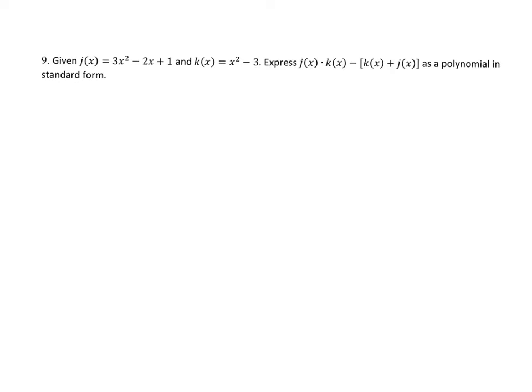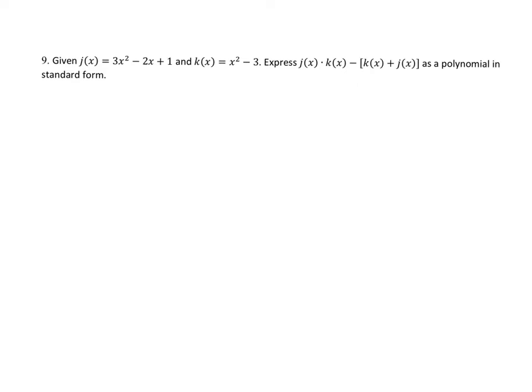Okay, so for this problem it says given j of x equals 3x squared minus 2x plus 1 and k of x equals x squared minus 3, they want you to express j of x times k of x minus the sum of k of x plus j of x as a polynomial in standard form. Now standard form means our final answer needs to be from the highest exponent to the lowest exponent. There are several steps in this problem, but if you just take it piece by piece, it should be fine.